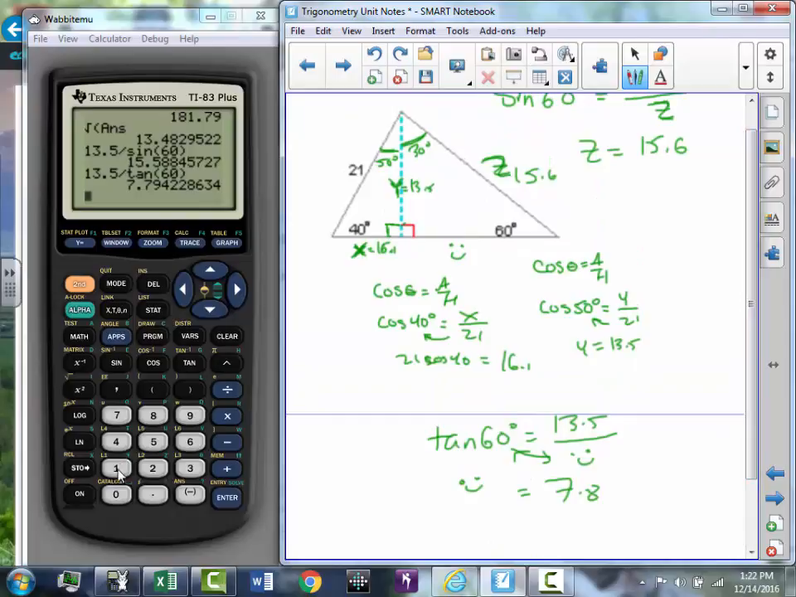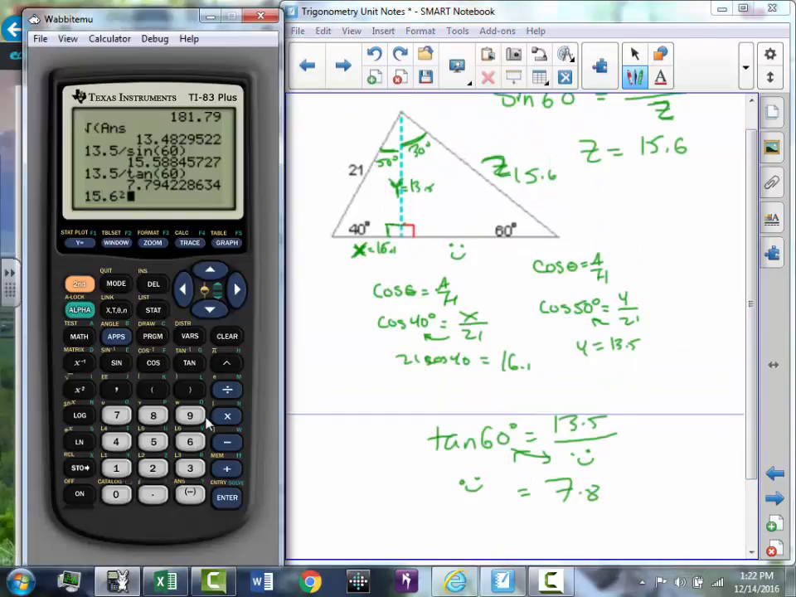Could use Pythagoras' theorem. 15.6 squared minus 13.5 squared. Square root the thing. Yeah, same thing. See how this 7.8 and the 7.8 are slightly off though? The only reason they're slightly different is because I've been using rounded numbers, right? But they're pretty close. That'll be good enough for right now. Makes sense?